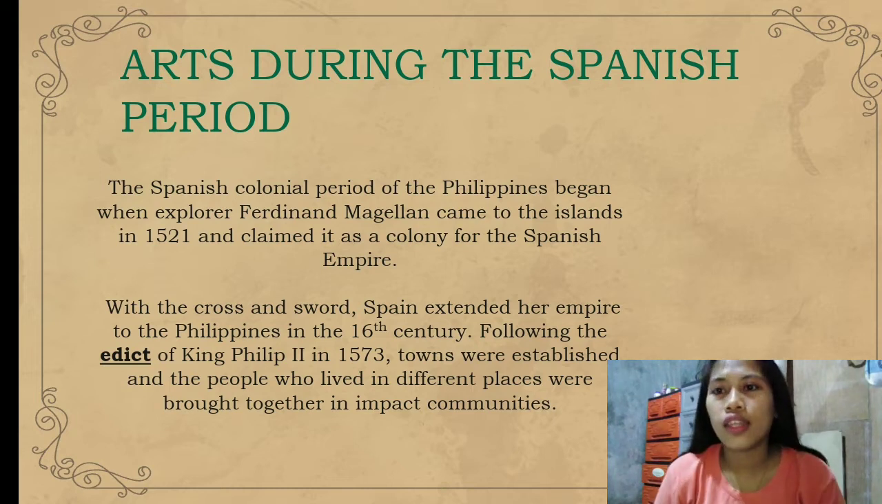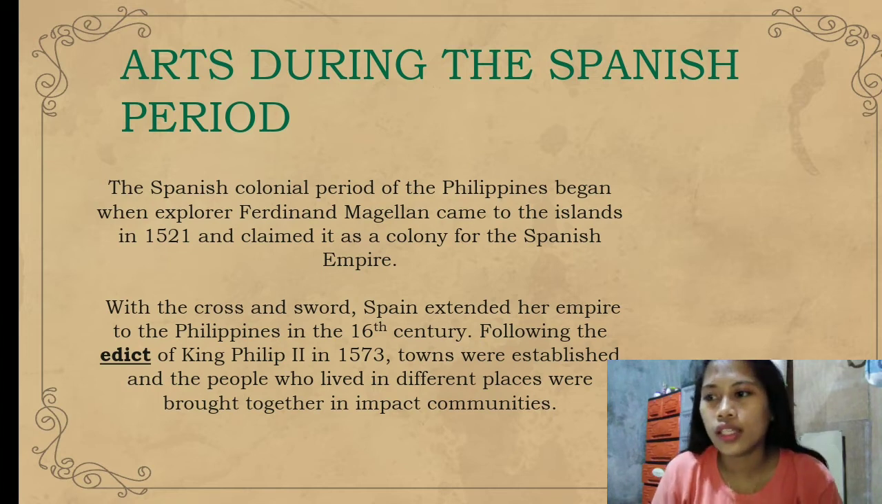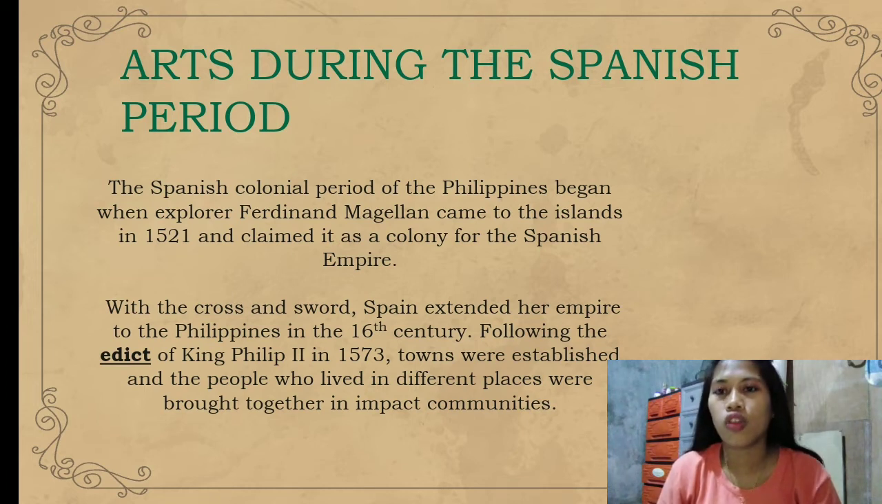So, following the edict of King Philip II in the year 1573, and when we say edict, it is an official order or proclamation issued by a person in authority. King Philip II was also known to be the self-proclaimed protector of the Roman Catholic Church. He is the one who sought to limit the spread of Protestantism.